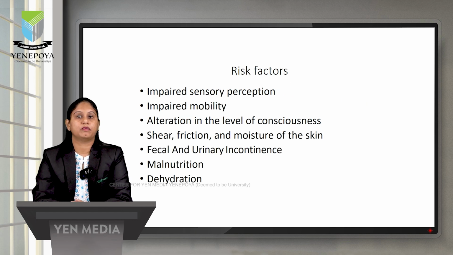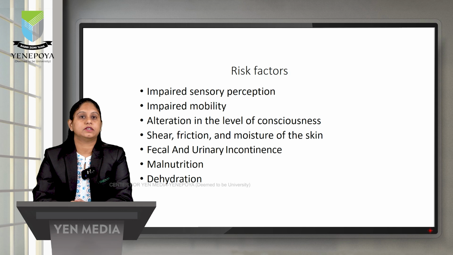The risk factors of pressure ulcers. First one, the impaired sensory perception. In patients with impaired sensory perception, we can commonly see pressure ulcer development. These patients are unable to communicate or verbalize their discomfort or pain, and are very much prone to the risk of development of pressure ulcers. Impaired mobility. Patients who are unable to move the extremities, who are confined to bed, who are in ICU settings with the restriction of mobility.